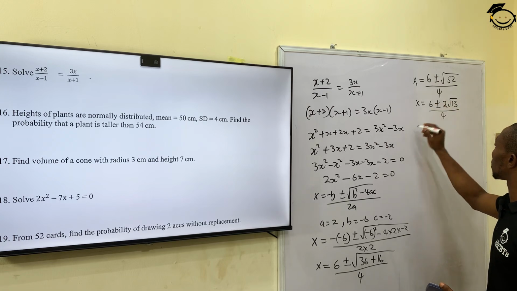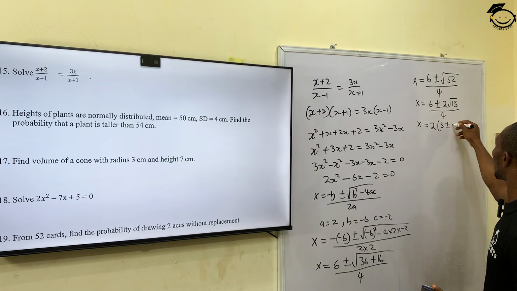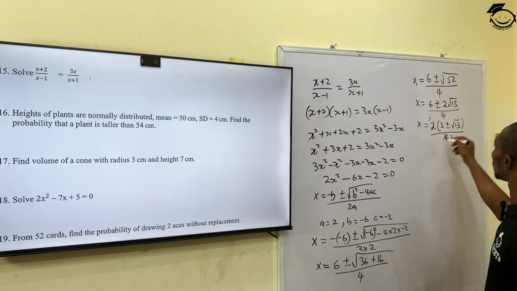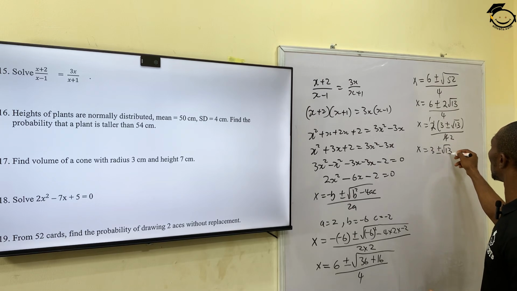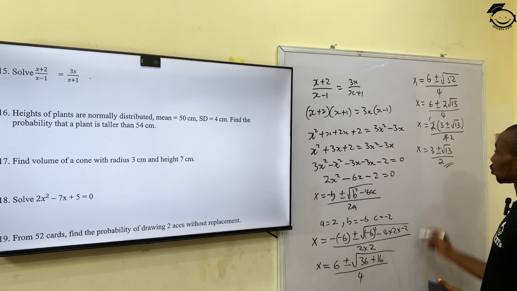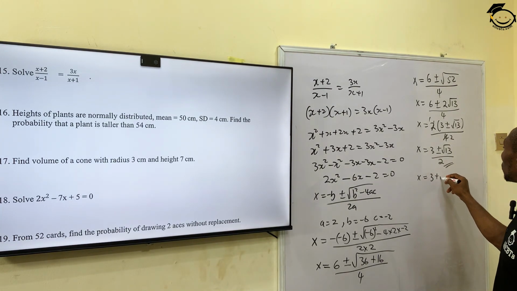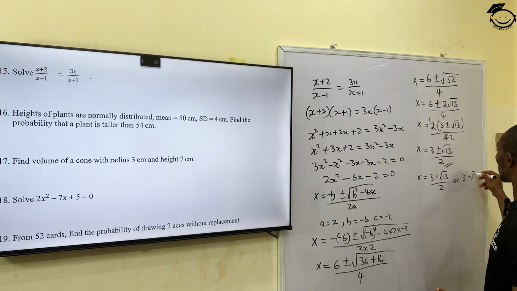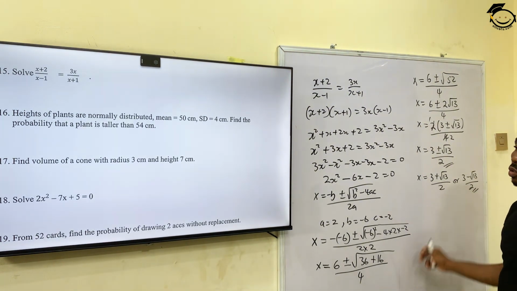Now, if we factorize this, our x is going to become 2 bracket 3 plus minus root 13 all over 4. All right, 2 here 1, 2 here 2. So our x will become 3 plus minus root 13 all over 2. So the two values of x will be x equals 3 plus root 13 over 2 or 3 minus root 13 over 2. So this solves our equation.